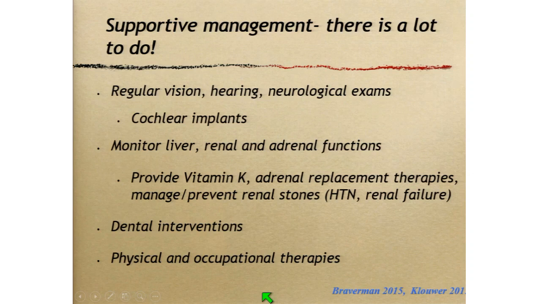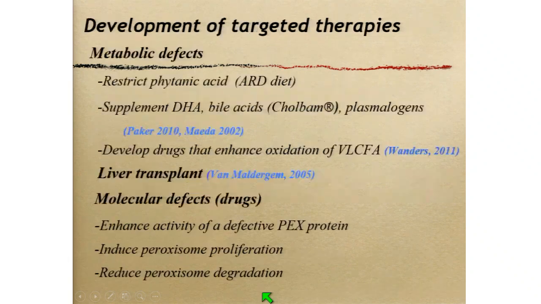You need to monitor liver, renal, and adrenal functions, as I have mentioned, and usually vitamin K is provided to prevent coagulopathy, with adrenal replacement therapies when they're needed, and you want to identify and/or prevent renal stones, which could lead to and have led to hypertension and renal failure. There are multiple dental interventions because of the amelogenesis imperfecta, with multiple capped teeth, pulled teeth, and different types of bonding, and physical and occupational therapies, for example.